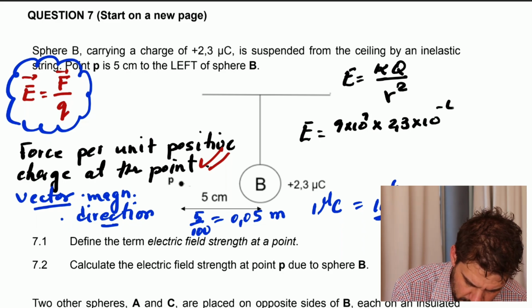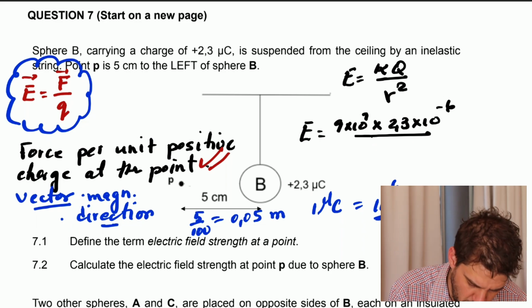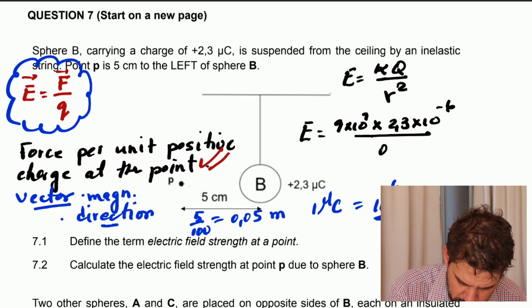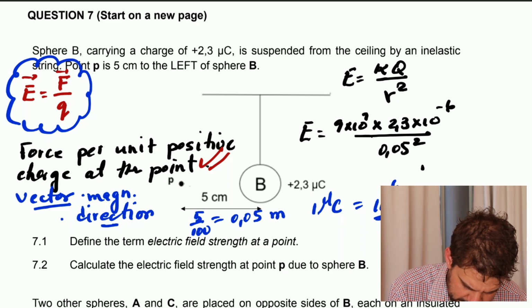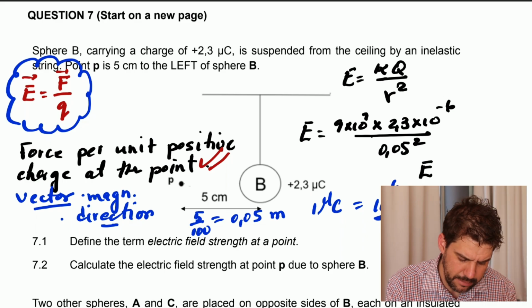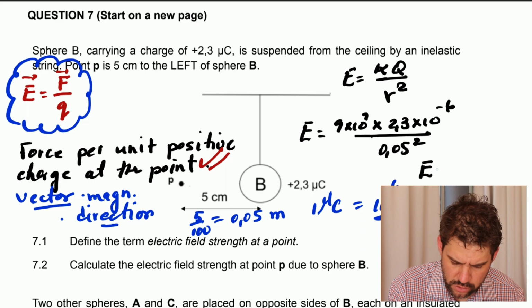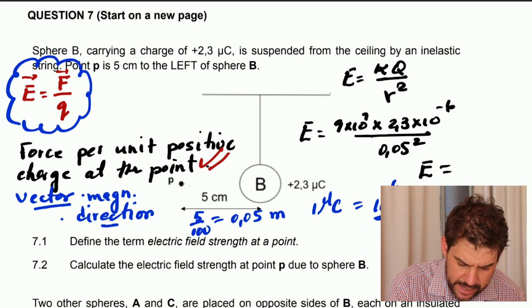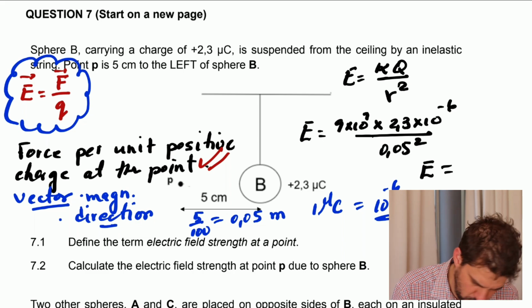Remember, you have to convert. The distance is 5 centimeters. When you convert it, it's 0,05 squared, and the rest is calculation. So the electric field at point P due to charge B is going to be equal to, when you do the calculation, the answer 8,28.